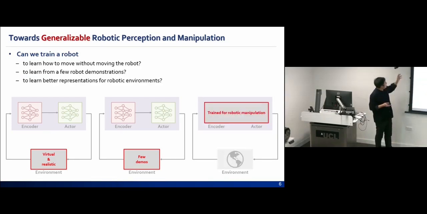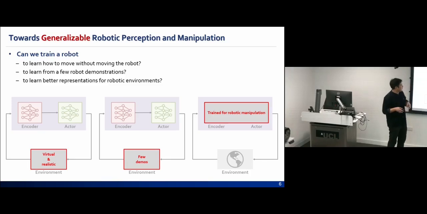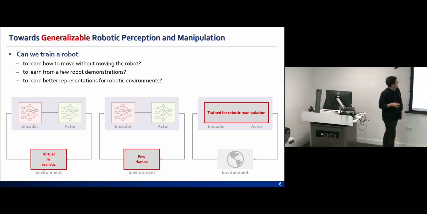And the next one is, can we train a robot to learn better representations for robotic environments? Usually we use models already pre-trained for computer vision tasks. One limitation of those models is they may not have a good understanding of the robotic environment or of instructions for robot manipulation. So we did some work to train the model from scratch to equip it with better representations for robotic environments.